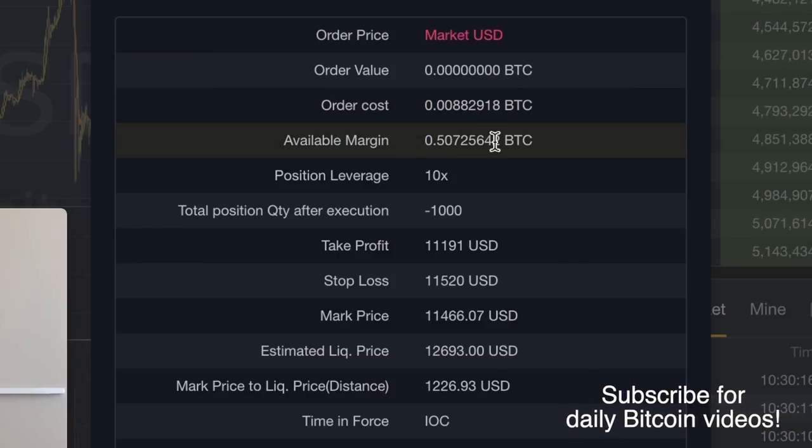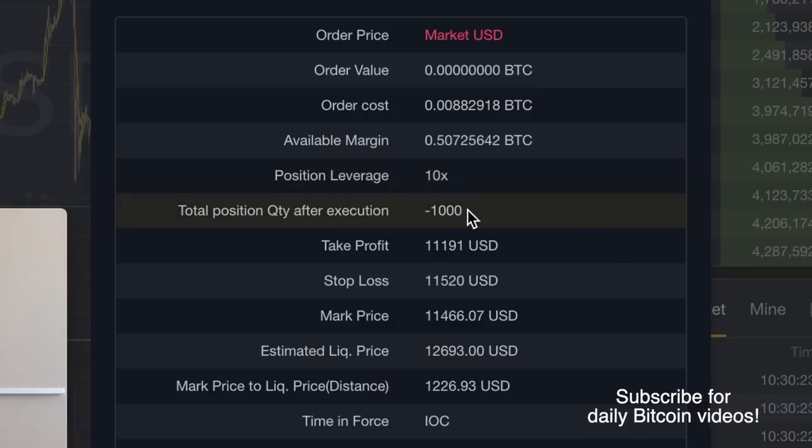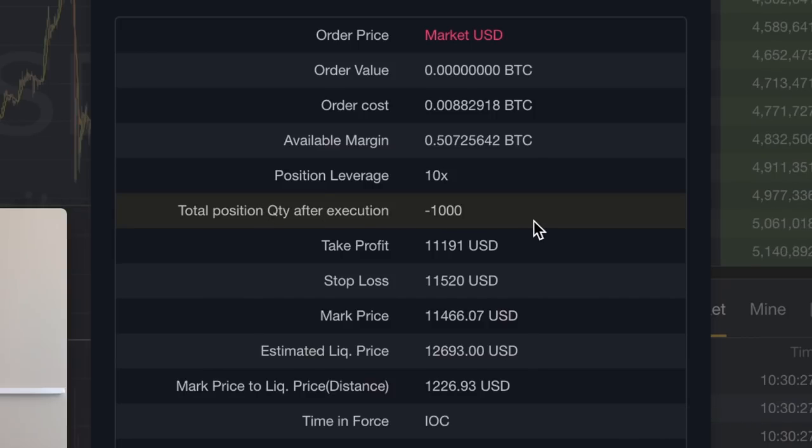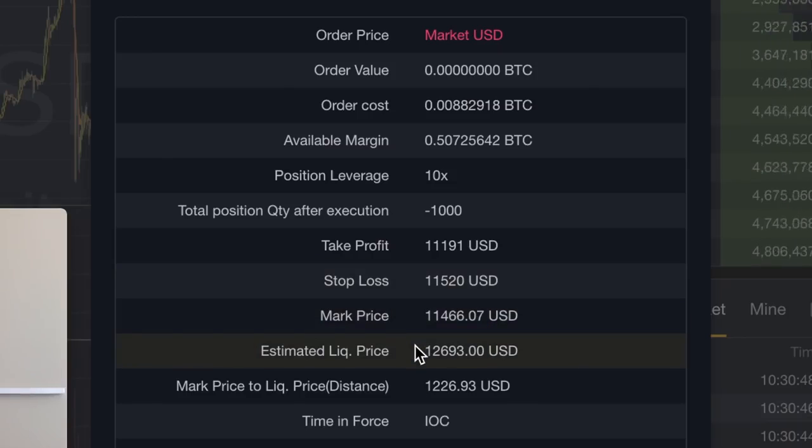available margin, we're on 10x leverage, and minus 1,000 contracts because we are shorting. That's the total position after we execute this order. We have a take profit in place, we have a stop loss in place. The mark price is the current price of Bitcoin approximately, and here is the important part. This is our estimated liquidation price.